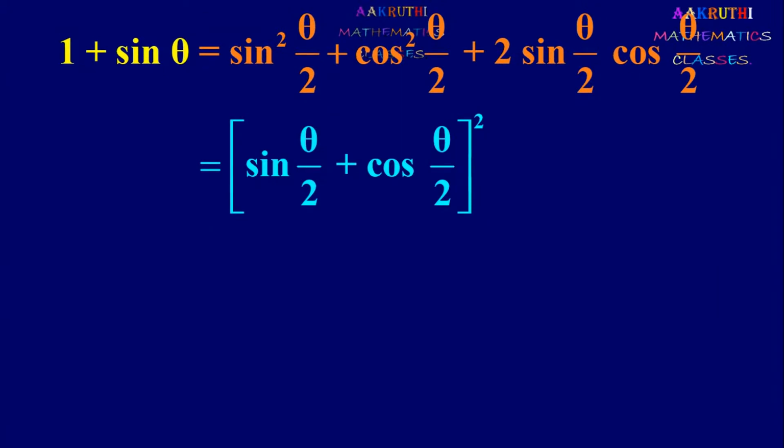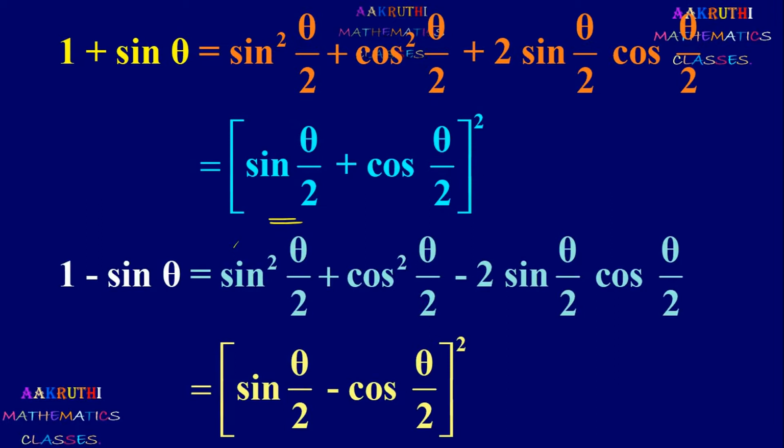And next one is 1 plus sin theta. So we can write 1 as sin square theta plus cos square theta. Using half angle, we can write 1 as sin square theta by 2 plus cos square theta by 2. And sin theta can be written as 2 sin theta by 2 cos theta by 2. And it is of the form a square plus b square plus 2ab. So we can write it as sin theta by 2 plus cos theta by 2 whole square. So 1 plus sin theta is sin theta by 2 plus cos theta by 2 whole square.